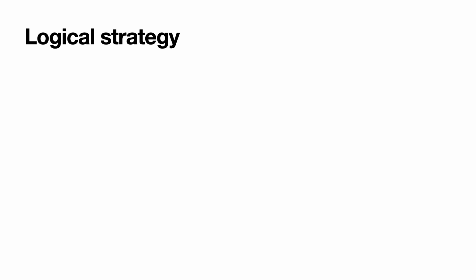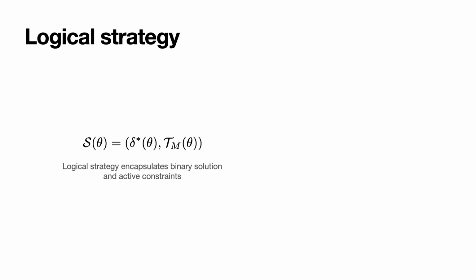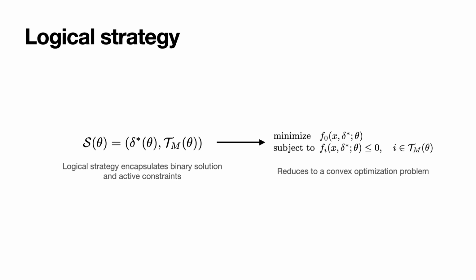Before doing so, we first define the notion of a logical strategy. A logical strategy corresponds to a set of parameters and consists of the values of the discrete solution of the problem and which constraints in the optimal solution were active. The utility of this definition becomes apparent when we return to our original optimization problem. Imposing the optimal logical strategy on the MICP yields a convex optimization problem, which can be solved much more efficiently. This motivates us to try and learn a mapping between the parameters theta of our problem and the optimal logical strategy S of theta.